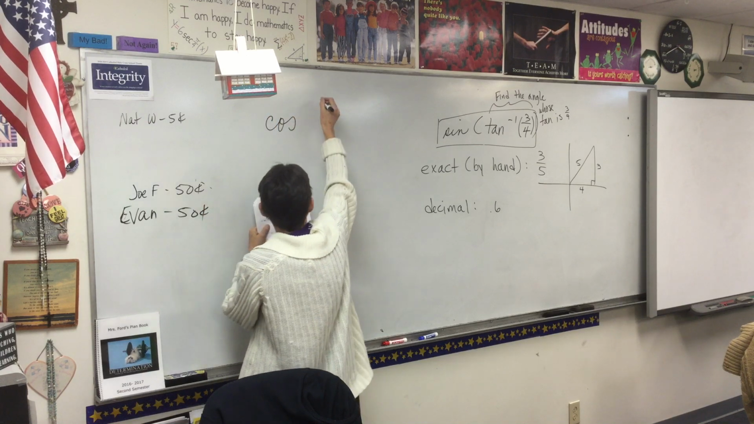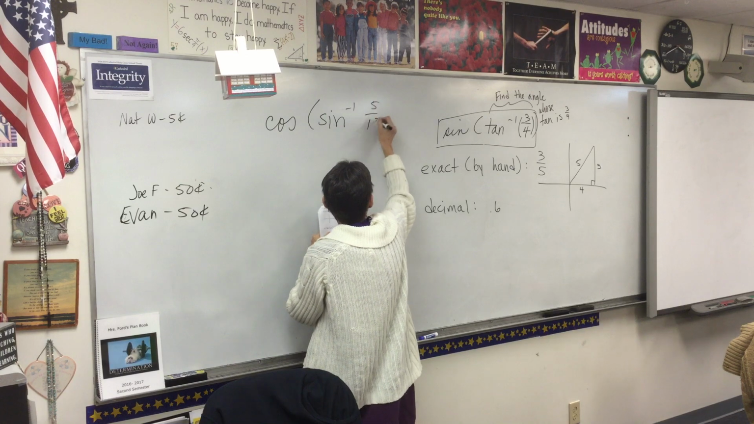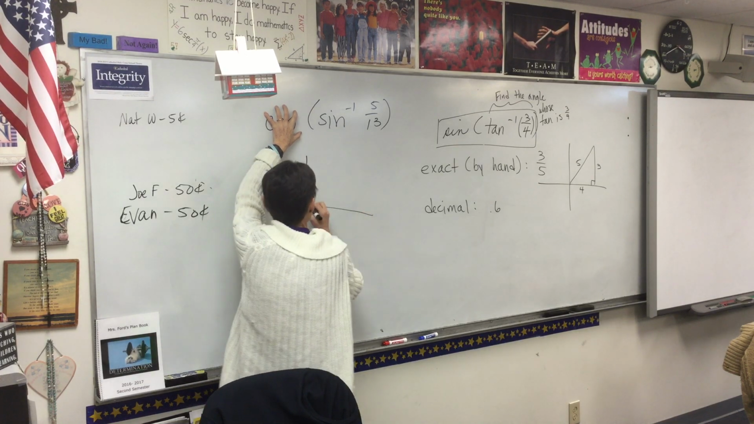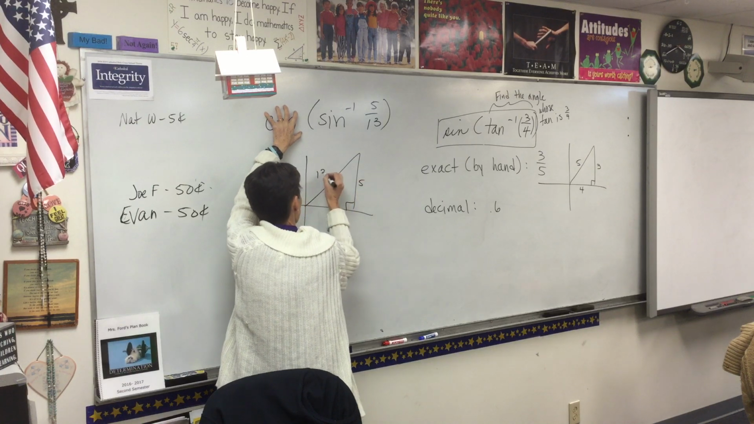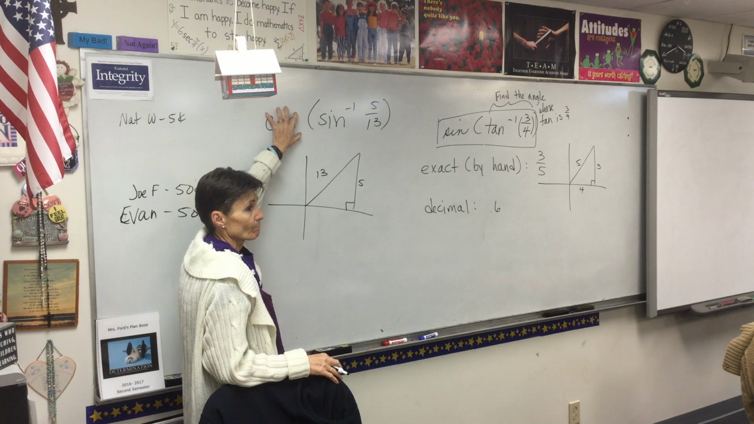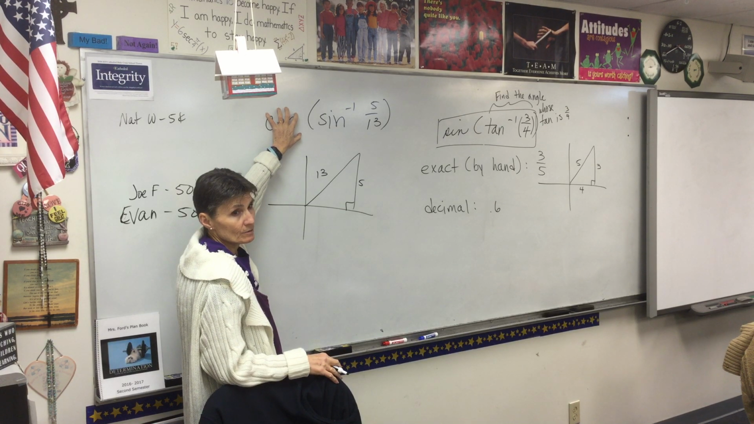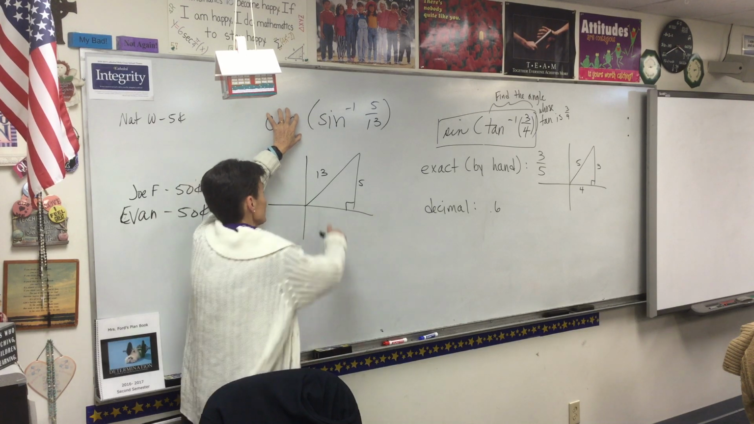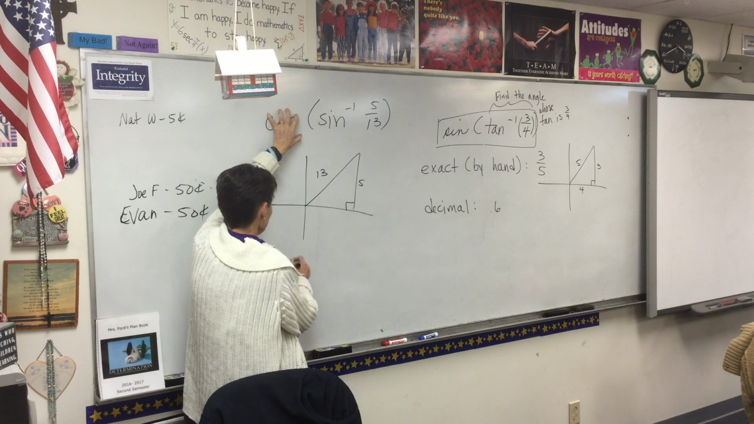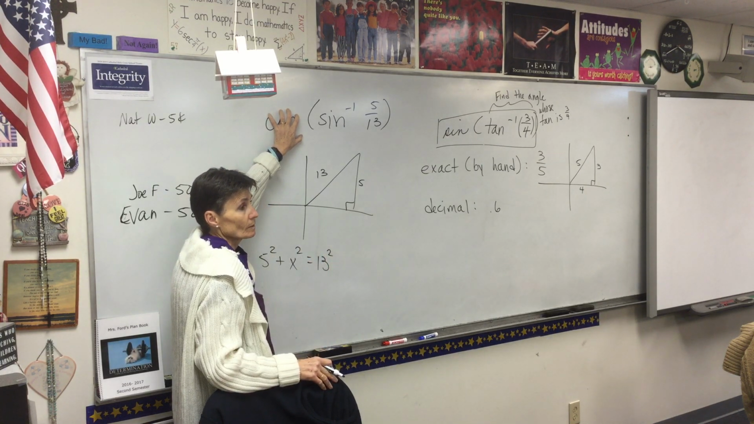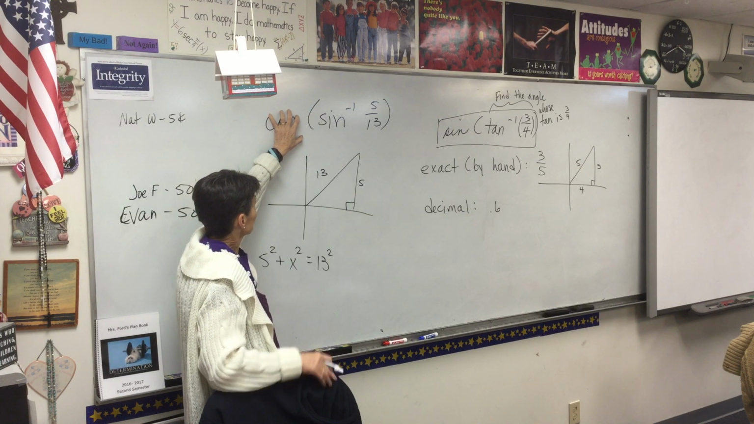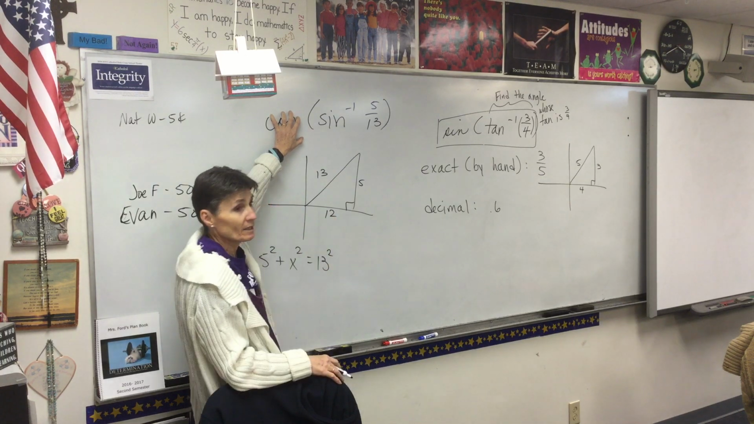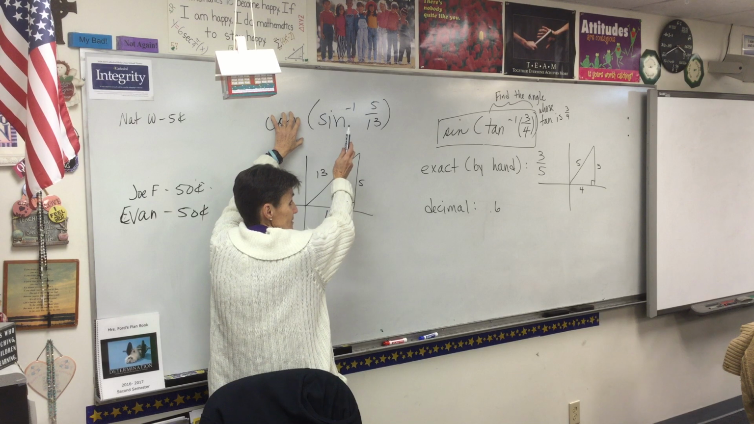So the next one says, find the cosine of the angle whose sine is 5/13. So the first thing we're going to do is draw a picture of the angle whose sine is 5/13. Opposite over hypotenuse. Now, do your Pythagorean Theorem and see if you can come up with the missing side. Remember, it'll be 5 squared plus x squared equals 13 squared. So what are you getting? 12.